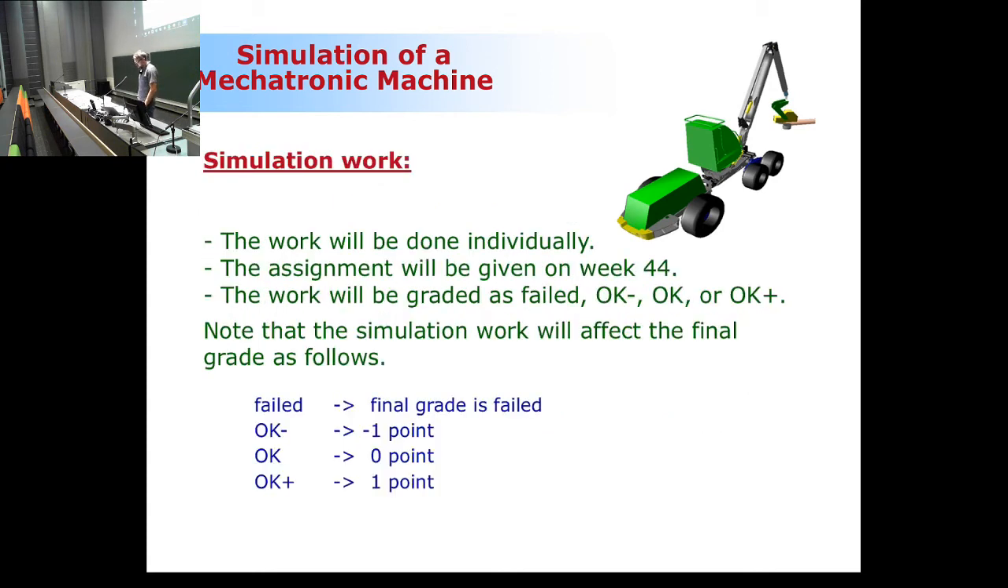Now, simulation works. These will have student-specific input values, and the assignment will be given to you in week 44. It will be graded as OK minus, OK, and OK plus. OK minus means that we're going to take 1 point off from your written exam. OK means no effect whatsoever. And OK plus, we can add 1 point to your written exam. So that's how it goes.